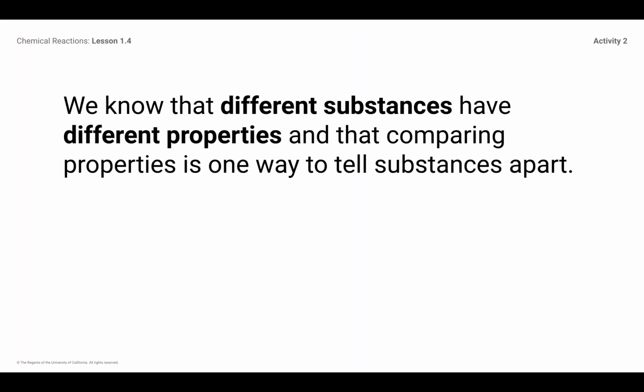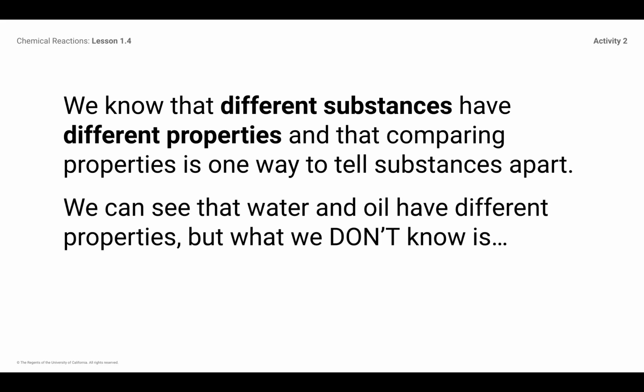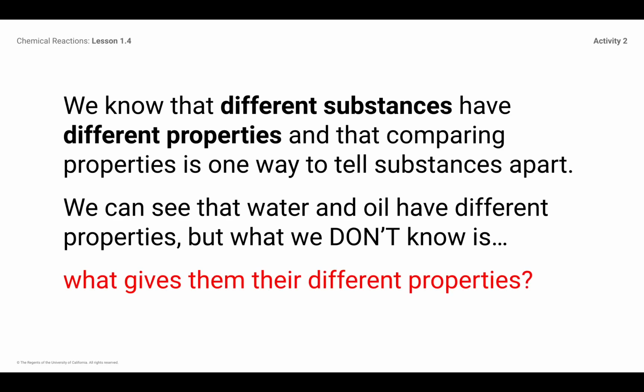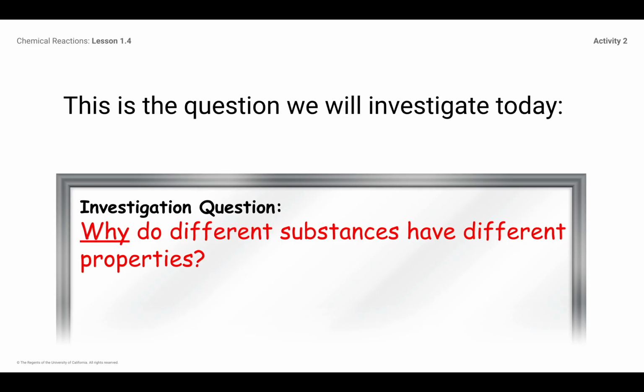Okay. So we know that different substances have different properties. That's key concept number 1. And that when we compare properties, that's one way for us to tell substances apart. We can tell by the texture, we can tell by grain size, or we can tell by smell sometimes. But we can see that the oil and the water have different properties, but what we don't know is what gives them their different properties. And that's what we're going to focus on today. Question we're going to be investigating today is why do different substances have different properties?